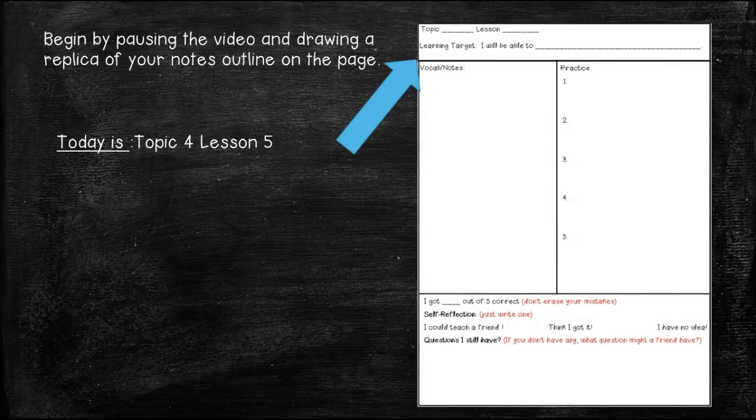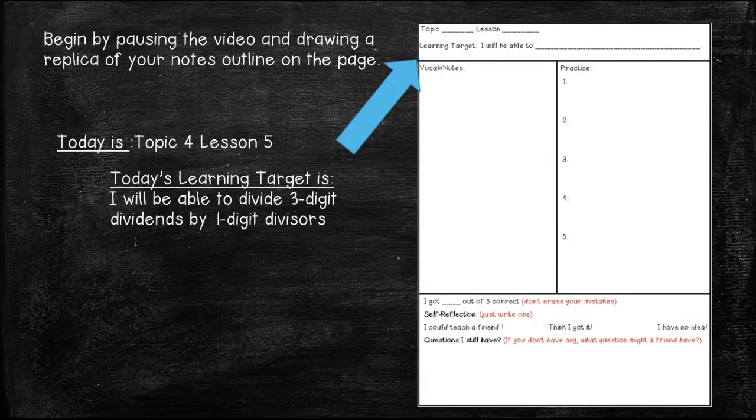Our learning target today is, I will be able to divide 3-digit dividends by 1-digit divisors. Please be sure to pause the video so you can write down the entire learning target.